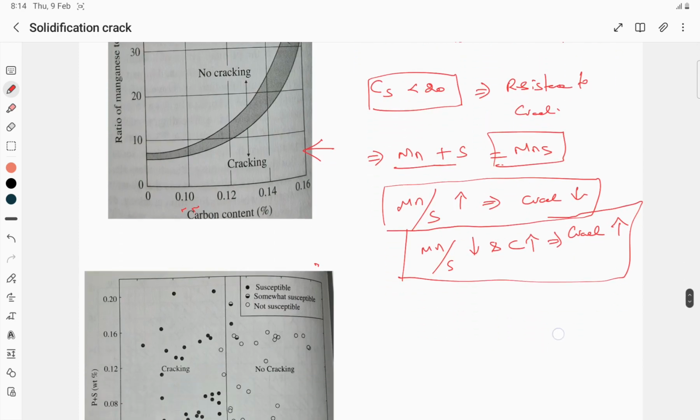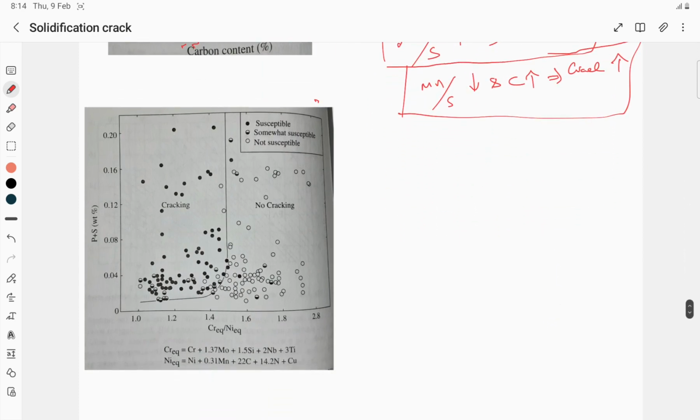Next, with respect to stainless steels and alloy based steels, they have found a relation with the percentage of phosphorus and sulfur and the chromium and nickel equivalent. Generally, based upon the chromium equivalent and nickel equivalent, they predict what type of solidification it will be, whether it will solidify as austenite, ferrite, or ferrite austenite.